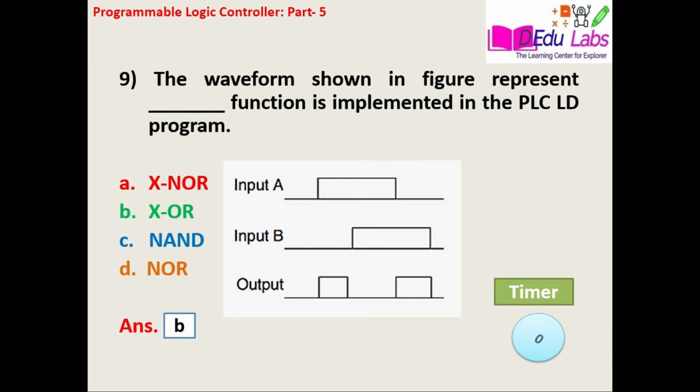So it looks like the exclusive OR truth table. That is, when any one input is high, the output is high. Otherwise, it is low. So here the answer is option number B, that is exclusive OR gate waveform.